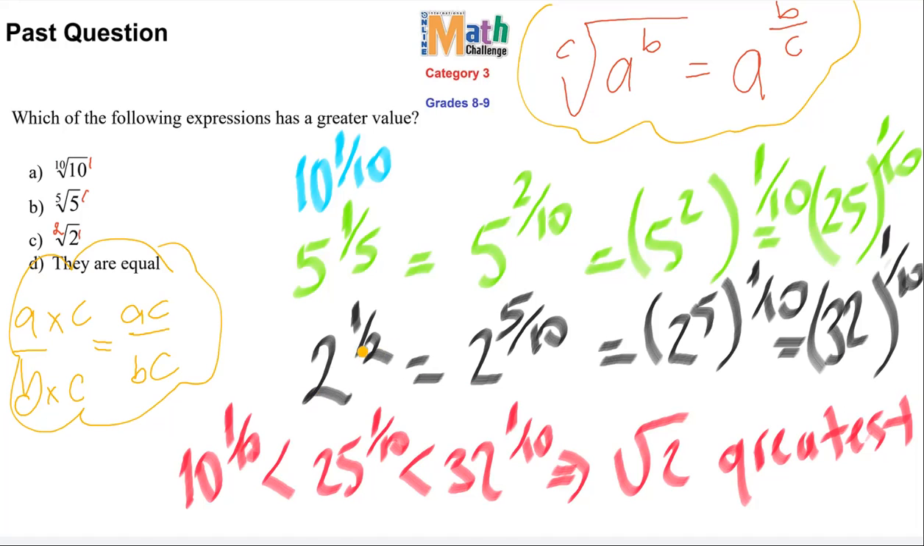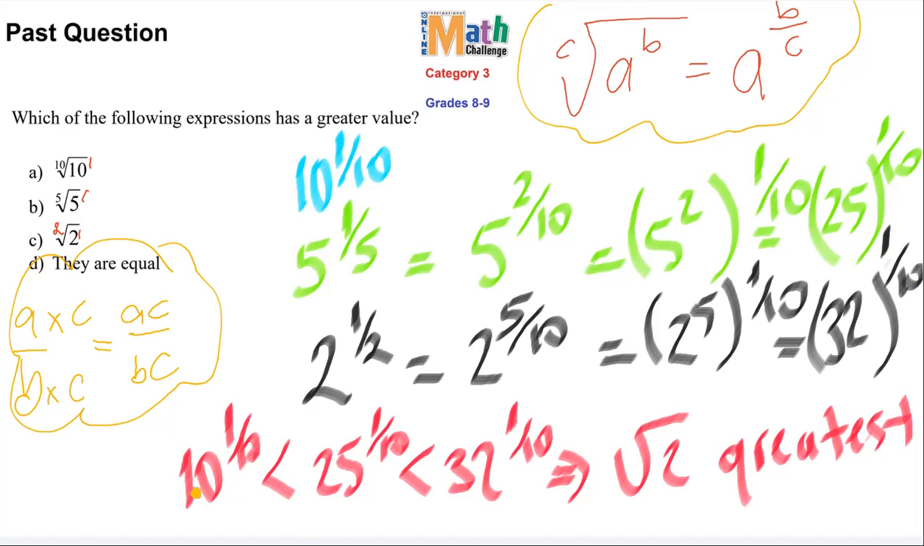And the last one is 2 power 1 over 2, but I want to make the degree 10. So multiply both sides by 5, according to this rule, so we get 5 over 10, and we separate power 1 over 10 using this rule. Now inside is 2 power 5. So if we change it to the integer, it will be 32. Now we have all the numbers with the same power: 10 power 1 over 10, 25 power 1 over 10, and 32 power 1 over 10.